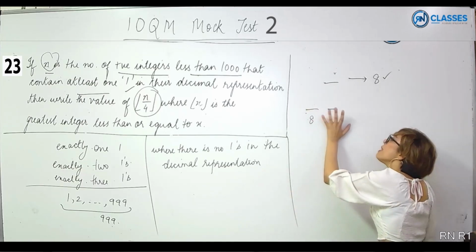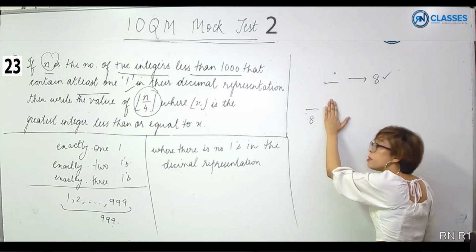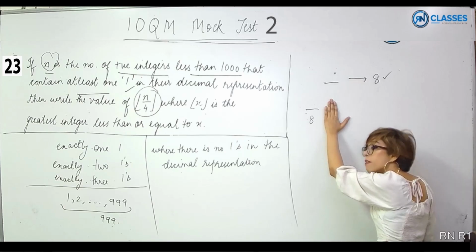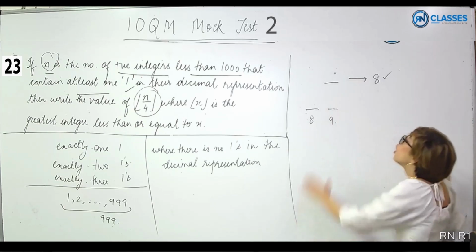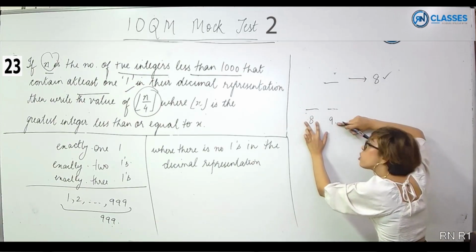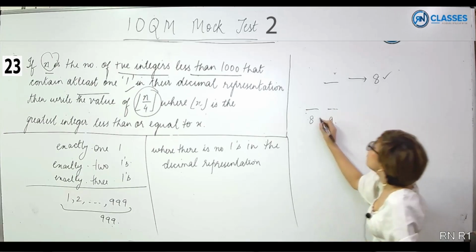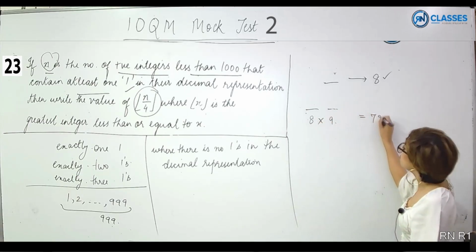Corresponding to this, in how many ways can I fill this one? I cannot put 1 now. Except for 1, I can have maybe 0, I can have 2, I can have 5. So that means I have 9 possibilities. Now, corresponding to each choice over here, 9 choices were there. Now, it has 8 choices. That means in total, I have 8 into 9, which is 72.